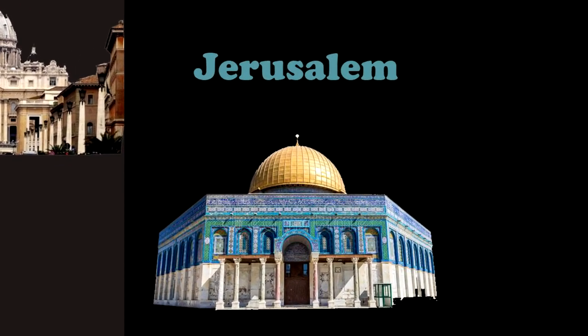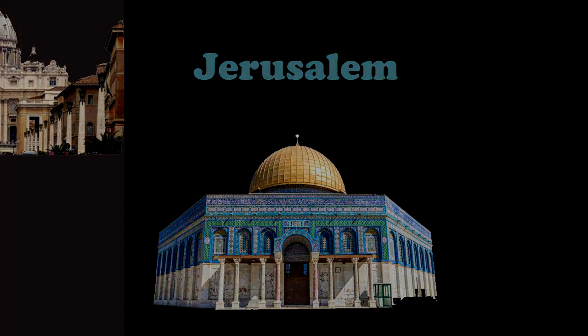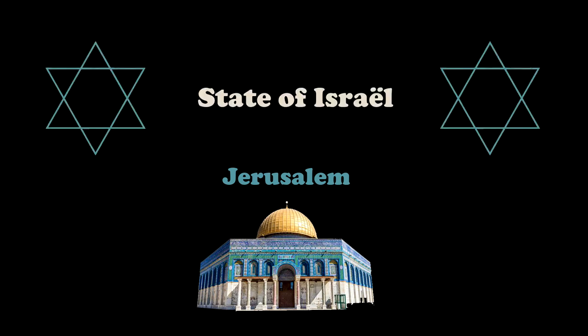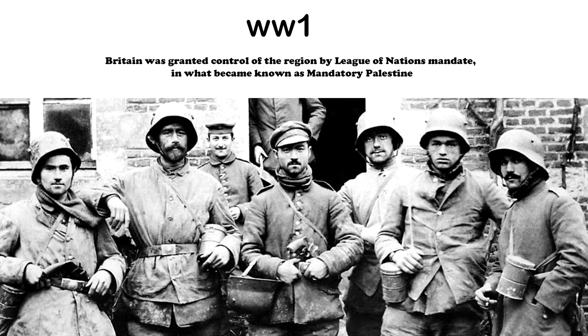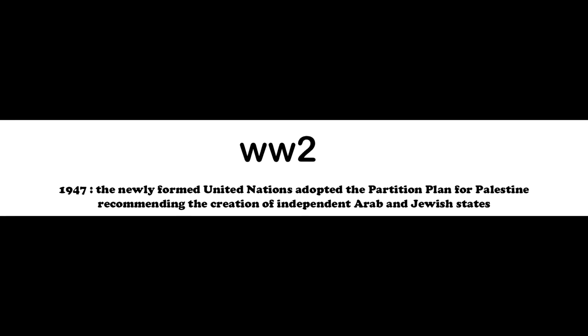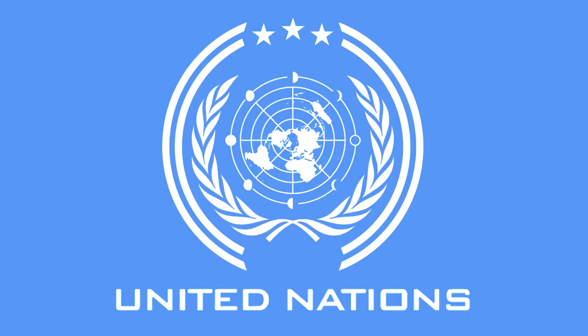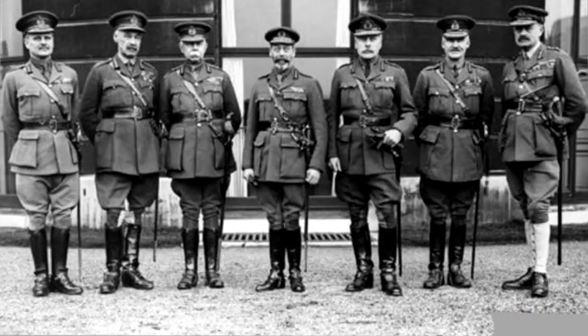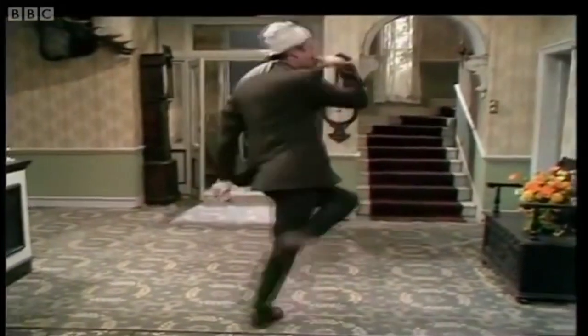So let's start with Jerusalem. Jerusalem, of course, is situated in the state of Israel. You have World War I, where Britain takes control of this piece of land. World War II, the creation of an independent state, Israel. You could say, well, it is the United Nations, or Britain, that created Israel. Okay, but who started the war?